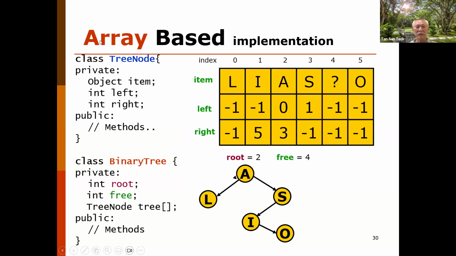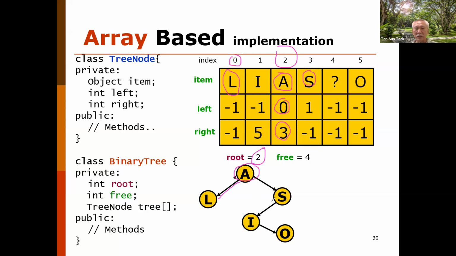Okay, so you can see that the root is actually at index 2. So A, the root node, is actually down here. And then on the left-hand side, the left subtree is index 0. So the left subtree is actually L. The right subtree is index 3. So you go to 3, you find the right subtree. Okay, so this is S.